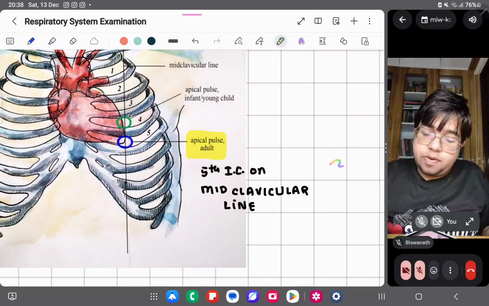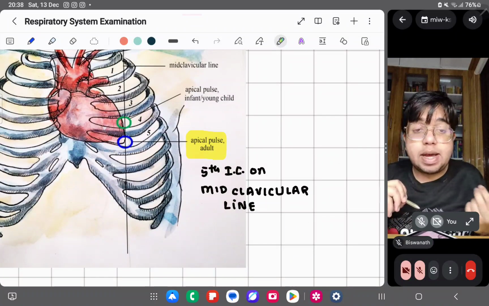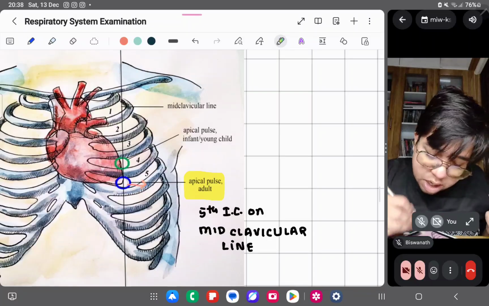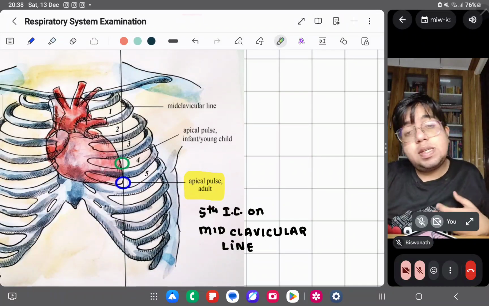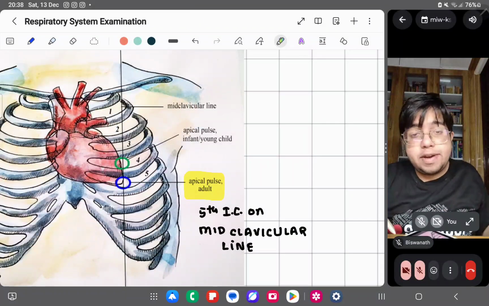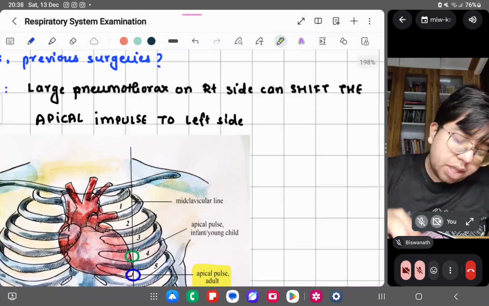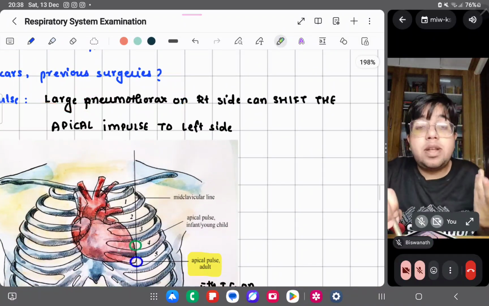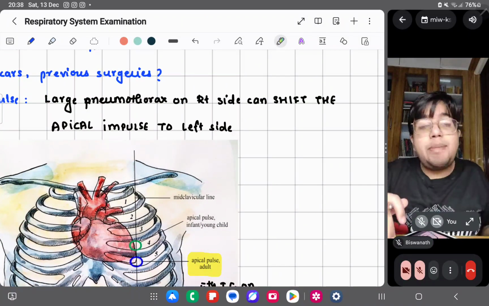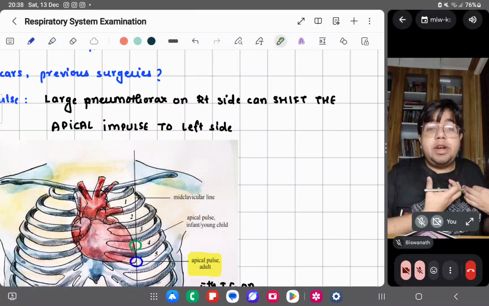Apical impulse. So fifth intercostal space at the midclavicular line is the apical impulse, and if it is shifted more leftwards, then you can assume that there is a pneumothorax. There is some large pneumothorax maybe compressing on the right side, okay, which can shift the apical impulse to the left because the heart is deviated to the left.